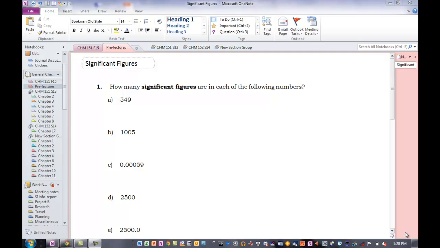In the lecture today, I'd like to spend a little bit of time with significant figures. We're going to look at counting significant figures, and we're going to look at how to determine the number of significant figures in a mathematical operation: multiplying, dividing, adding, subtracting, that type of thing. So let's just do this by example.